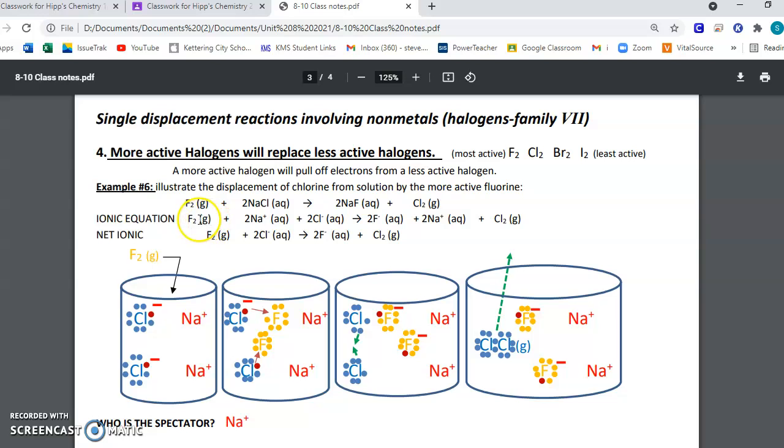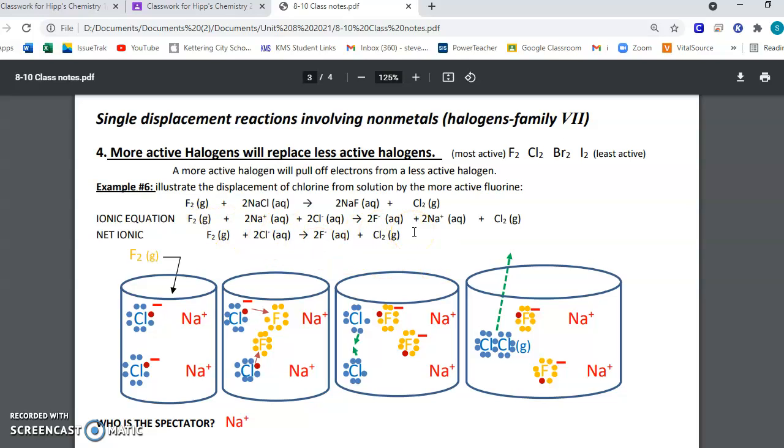So our ionic equation: F2 went into the solution of the 2 Na pluses and the 2 Cl minuses. As the reaction happened, the fluoride stole the electrons off the chloride ions, and now we have the F minuses floating around, as we see right here. The two chlorides join up to form the chlorine molecule, and they bubble out as a gas, as we see here. This is our ionic equation.